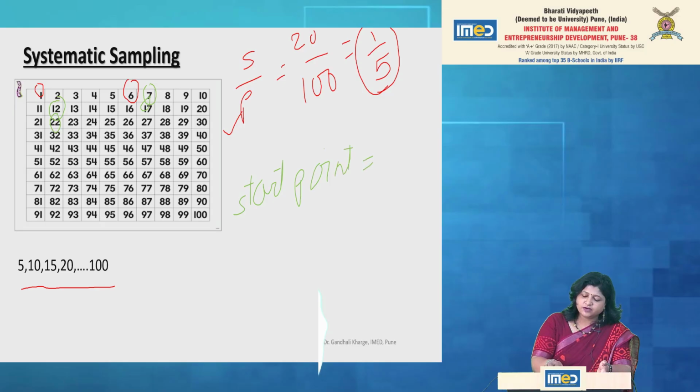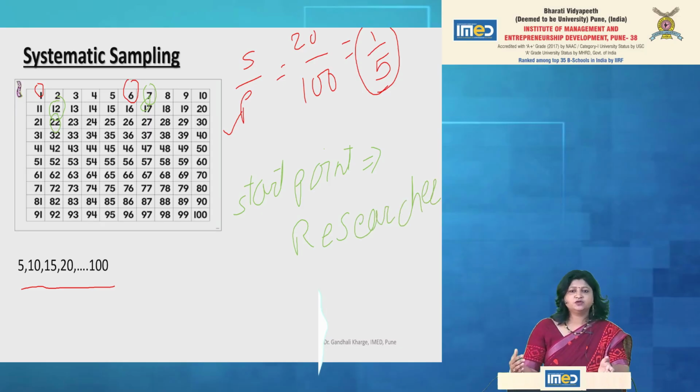Okay, the start point is decided by the researcher. It is up to the researcher from where I will start. Generally this kind of systematic sampling is used in economic surveys. Suppose I am going to take a survey of a particular village. Okay, so suppose there are 10 lanes and some houses. From each lane I have to collect the data. So from which lane will I start?